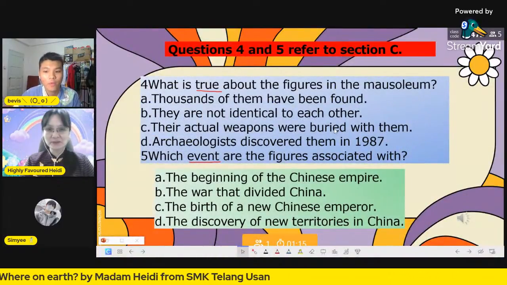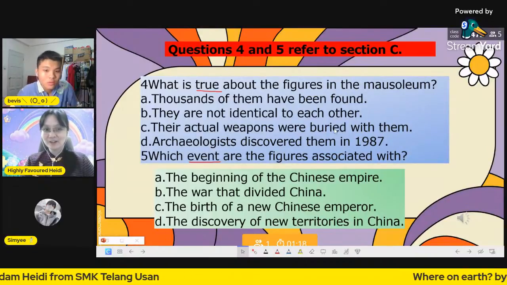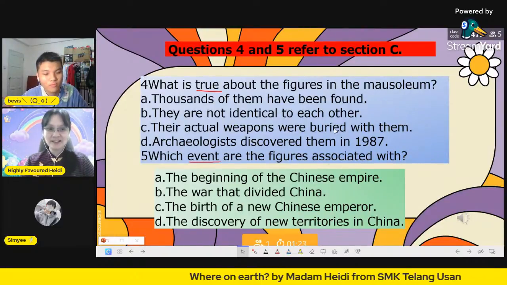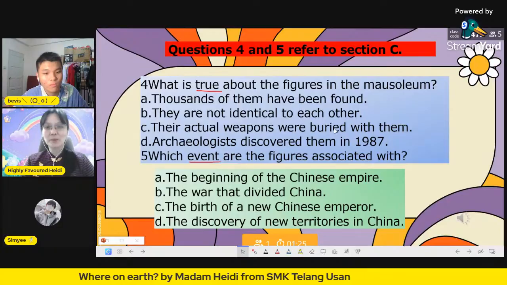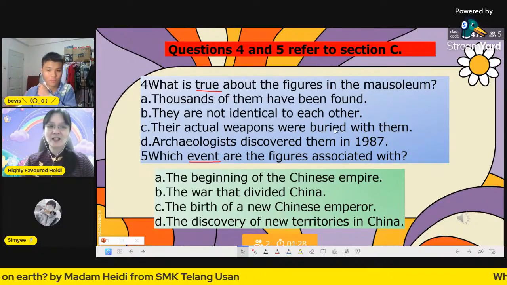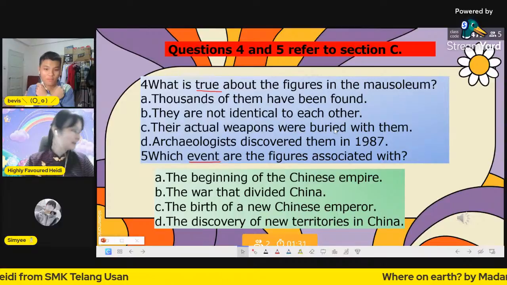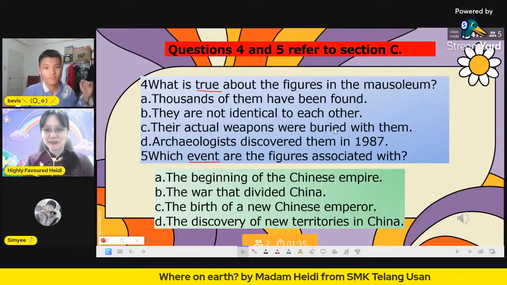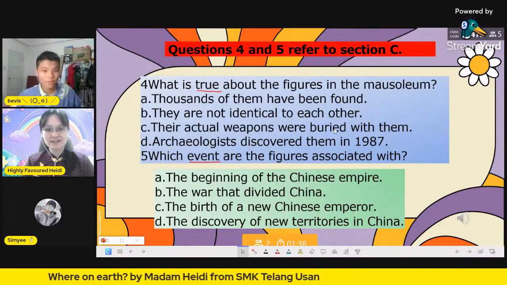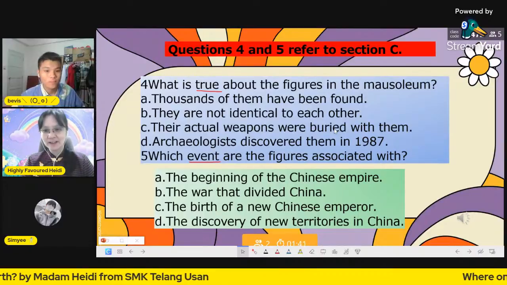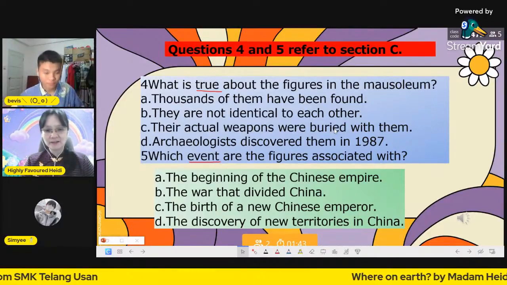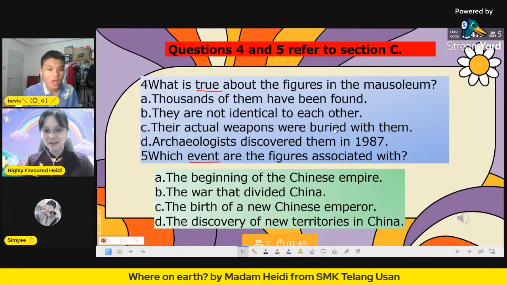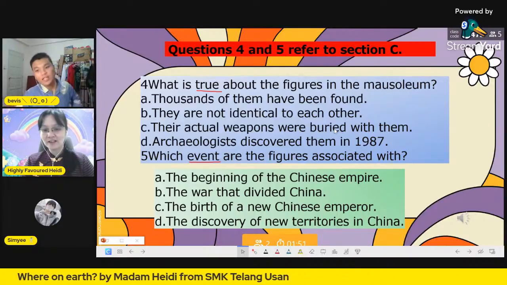Okay, what is true about the figures in the mausoleum? Thousands of them have been found. They are not identical to each other. Their actual weapons were buried with them. Archaeologists discovered them in 1987. Okay, then after that, which event are the figures associated with? The beginning of the China Empire, the war that divided China, the birth of a new China emperor, the discovery of new territory in China.